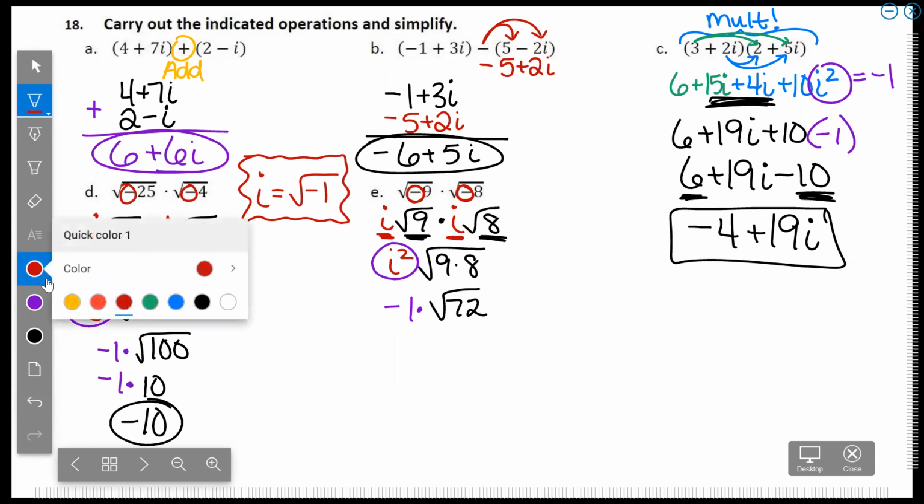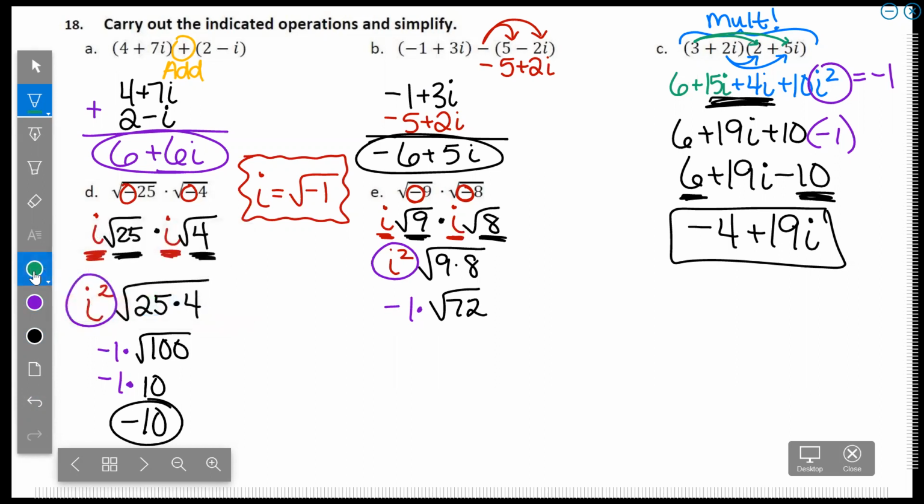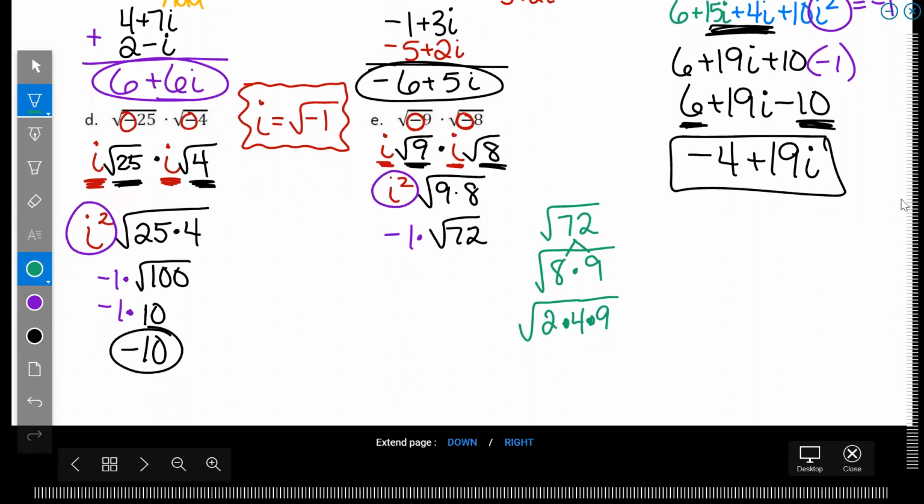Is 72 a perfect square like 100 was? No, then I've got to come over here and break it down. What do you know of that goes into 72? 8, okay. So 8 and 9. Can I break down 8 anymore? 2 times 4 times 9. Is 2 a perfect square? No. Is 4 a perfect square? Is 9 a perfect square? Yes. So I can break this down to be the square root of 2 times the square root of 4 times the square root of 9.